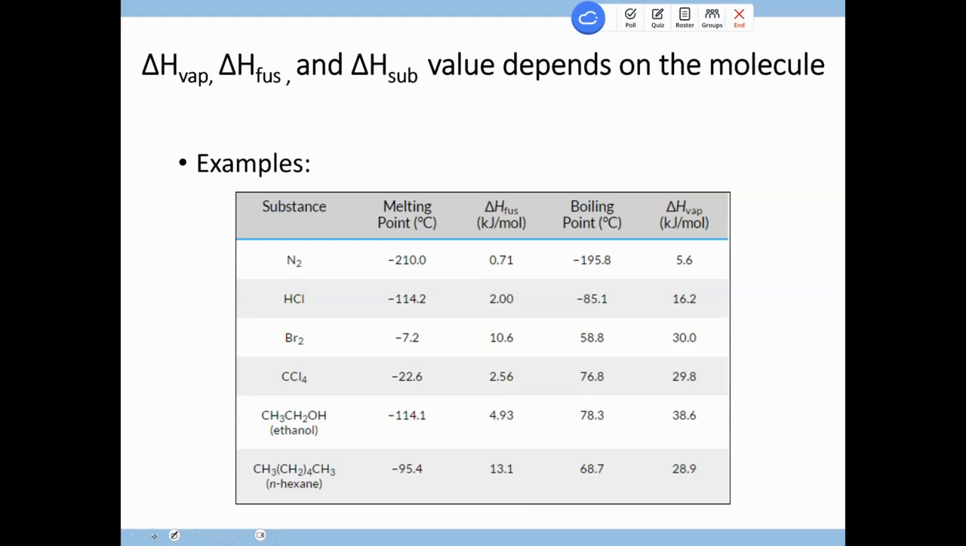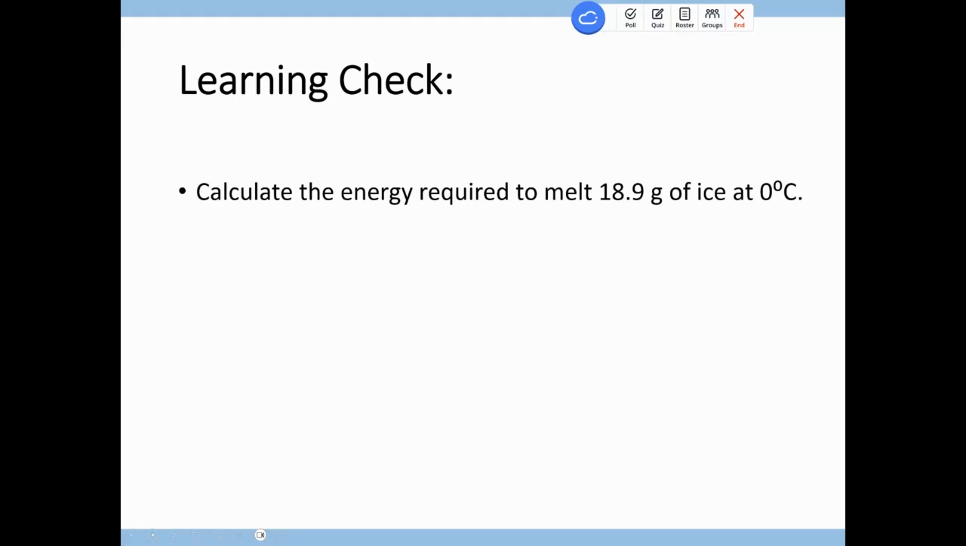So let's do a practice problem. We will calculate the energy required to melt 18.9 grams of ice at 0 degrees Celsius. So there is a sample of ice, and we have the amount of ice present. It's at 0 degrees Celsius, which is important because that is the melting point of water. So that ice will melt at 0 degrees Celsius. Melting point and freezing point are the same temperature. And we need to know how much energy is required to melt that amount of ice.